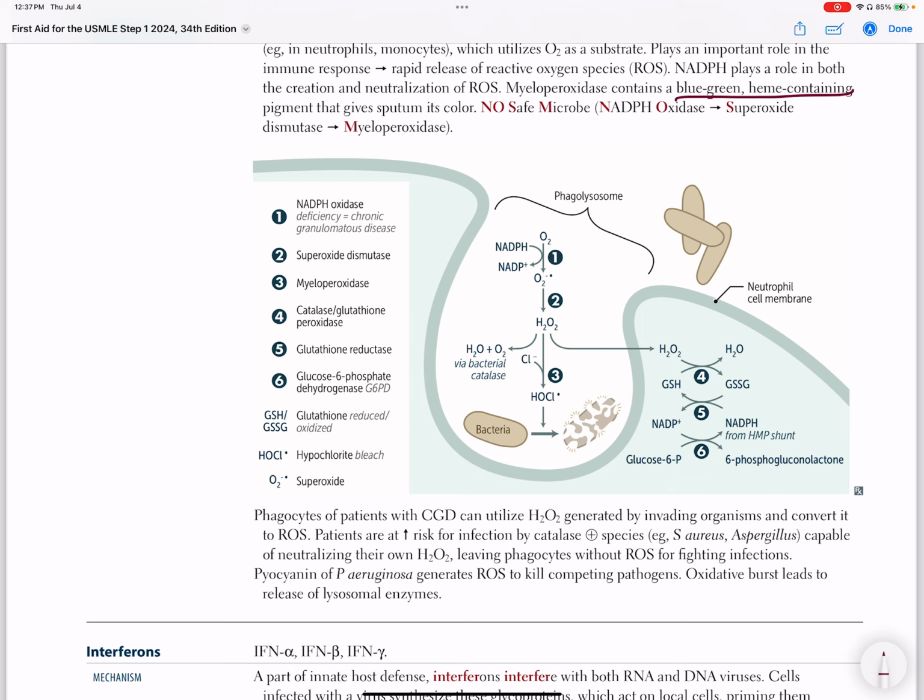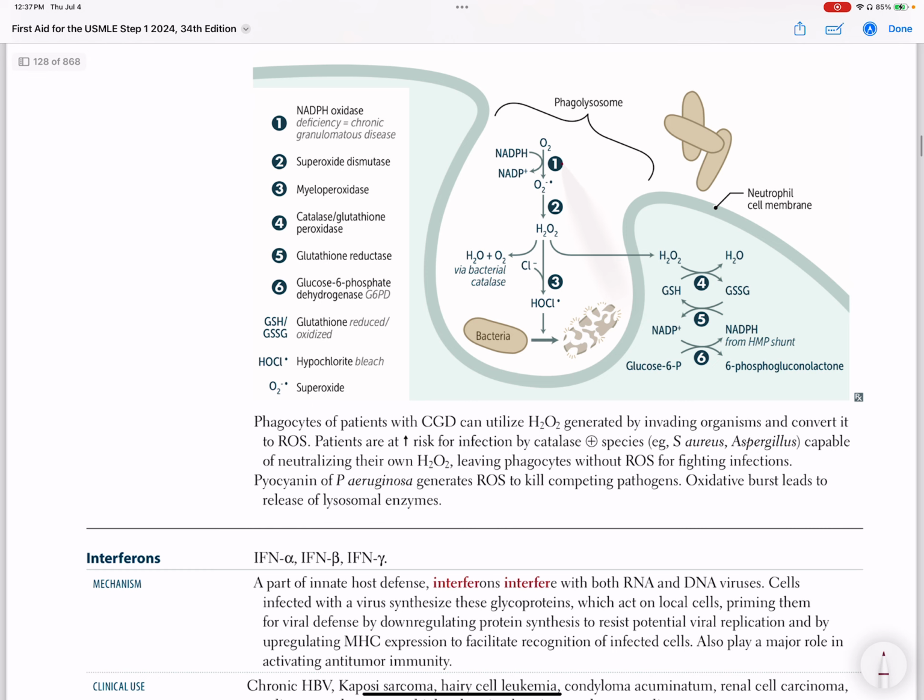How is the superoxide ion formed? Hydrogen peroxide, myeloperoxidase. No, okay, sorry. So this is in the phagolysosome. What happens is oxygen is taken up, and NADPH gets oxidized to NADP plus, and oxygen becomes O2 minus. That's the NADPH oxidase. This is deficient in CGD.